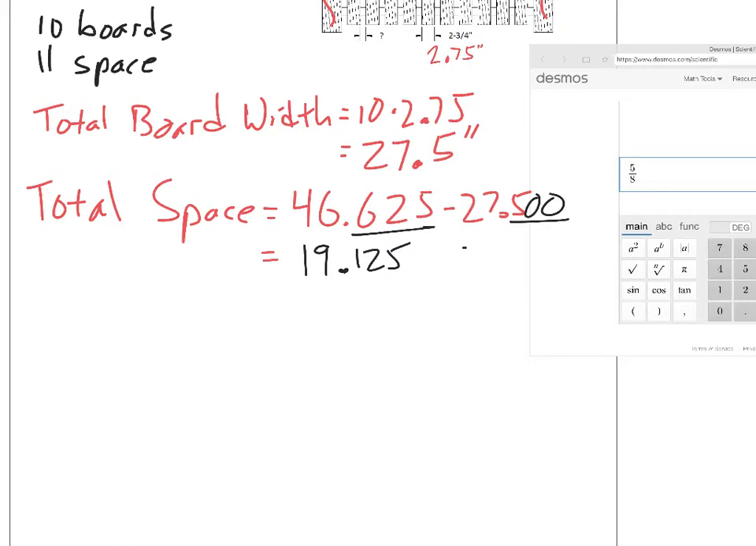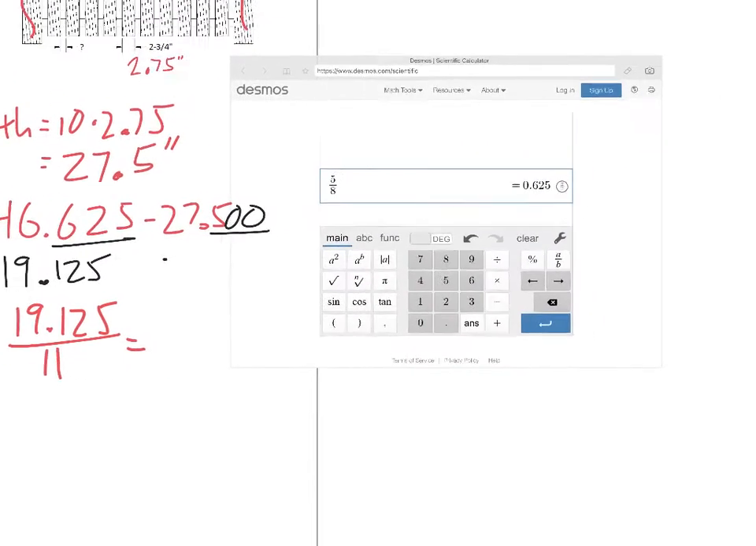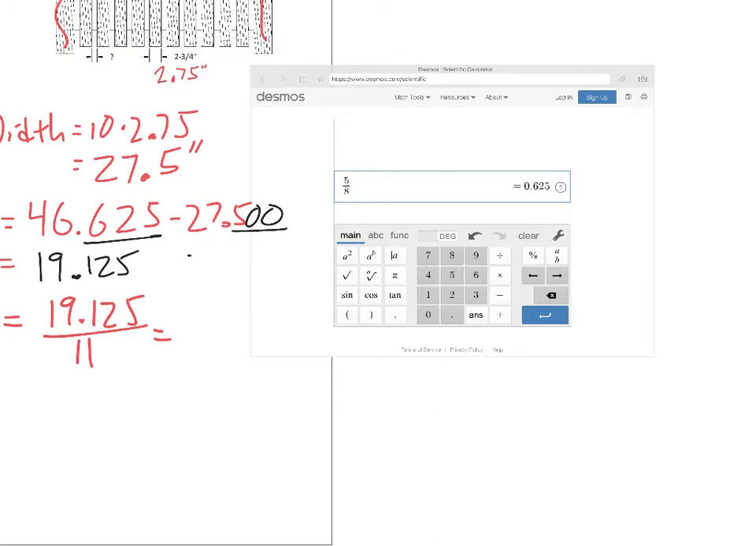Now we need one space here. So we're going to take that total space. And how many spaces do we have? Well, we had 11 total. So this is going to come out to be a pretty ugly fraction. So we divide by 11. There, we're definitely going to need a calculator for that, all right? So we're going to take 19.125, and we're going to divide that by 11. And we get 1.7386, okay?